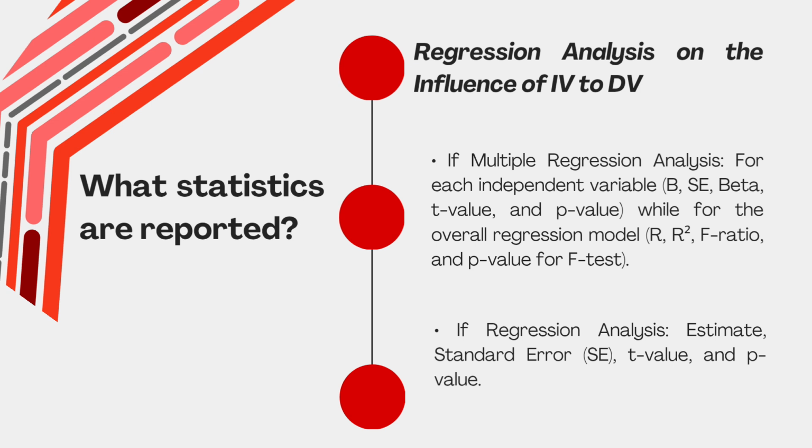Second, the R squared, or coefficient of determination. The proportion or percentage of the variance in the dependent variable that is explained by the independent variables. The purpose of this is to show how much of the variation in the dependent variable is accounted for by the predictors.